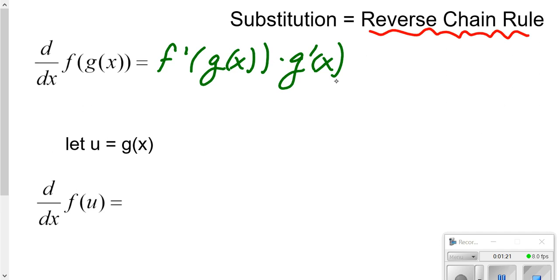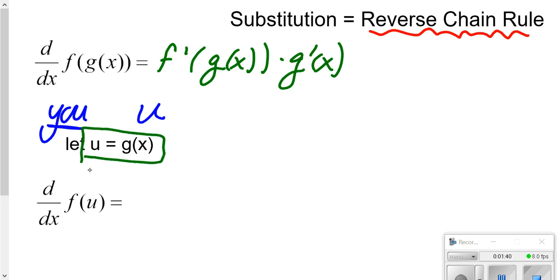Cool. What we want to do in u substitution is let u equal that inside function. And you might remember u being special from way back in the day. We had some problems where there were u's in quadratics, and we did factoring with that. So you might remember that.